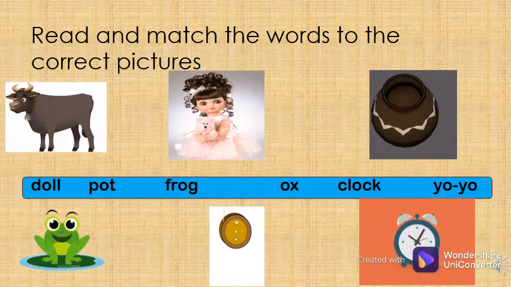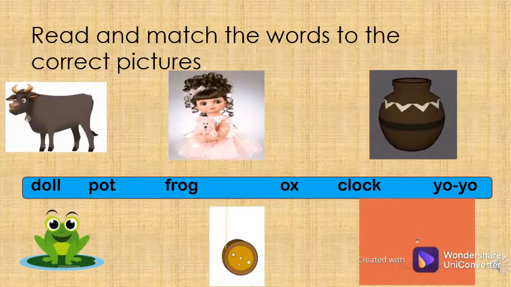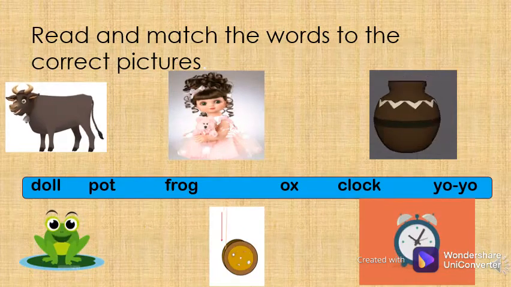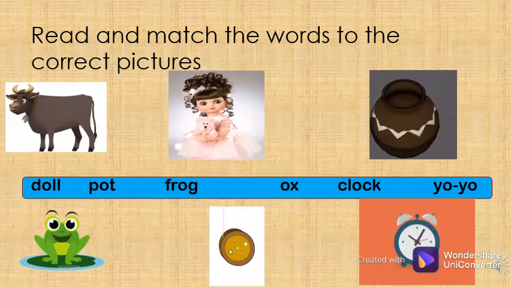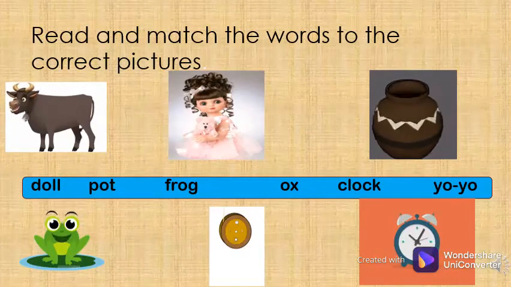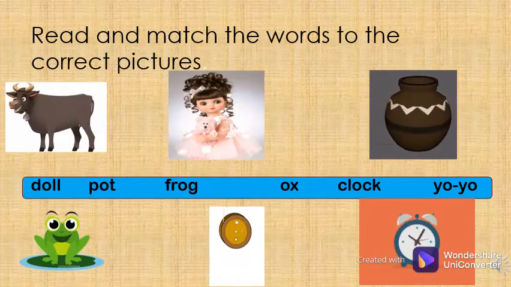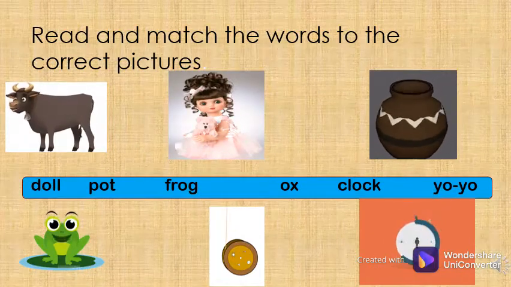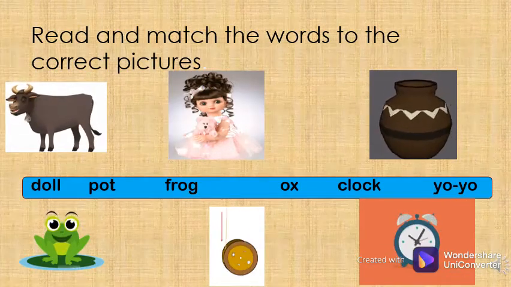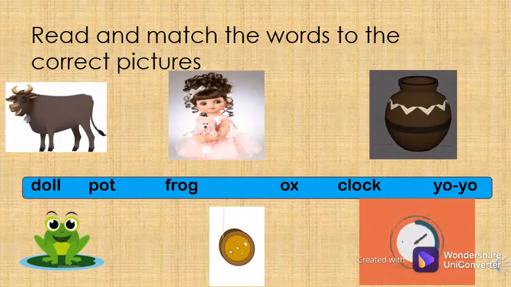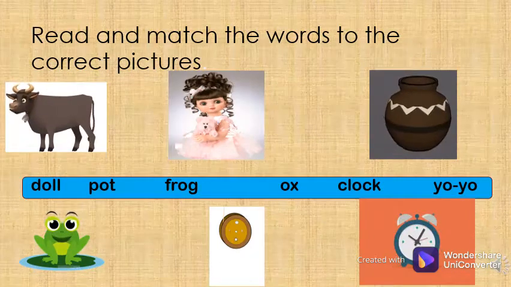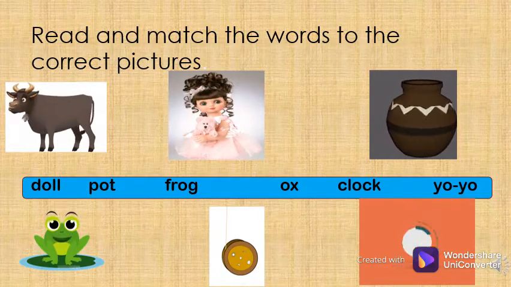Now, today again we will do the same thing that we did the previous day: read and match the words to the correct picture. So first one is D-O-L-L, doll. We have to match it with the picture. Then P-O-T, pot. Match it with the picture of pot. Then frog, F-R-O-G, frog. F and R together make the sound fr. Match it with the picture of frog.